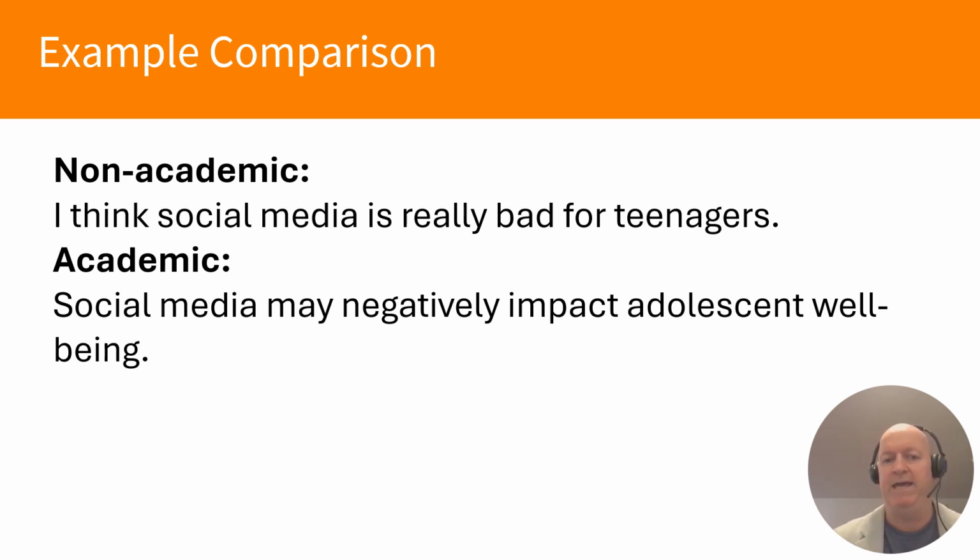And then we have the hedging, don't we? We have may negatively impact adolescent. So adolescent is a more formal way of saying teenagers, and well-being. So it's quite specific. Really bad is very general, isn't it? And in the second sentence we're quite specific about what's been affected as well.